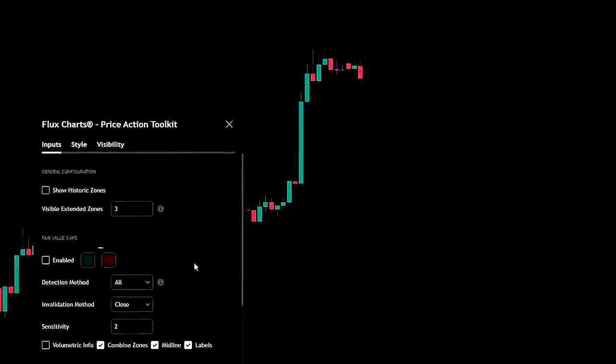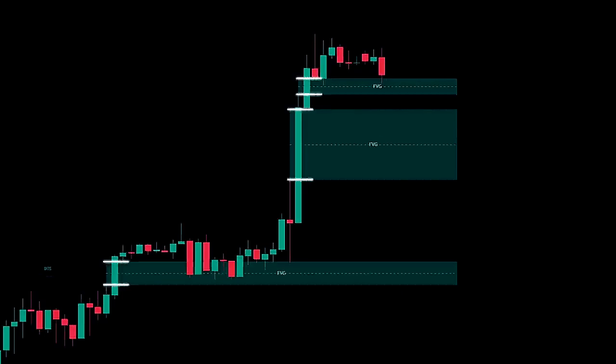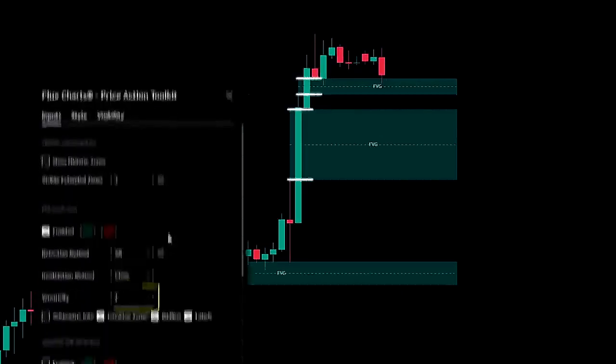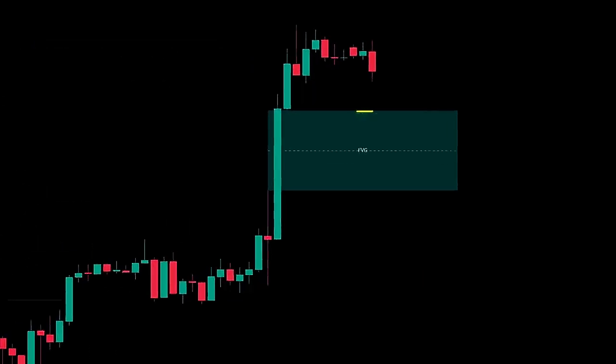Regarding fair value gaps, activating this feature in the tool's settings displays them automatically on your chart. These represent the imbalances we discussed earlier, created when price moves too rapidly. In the configuration panel, adjusting sensitivity eliminates smaller gaps and highlights only the more substantial ones.